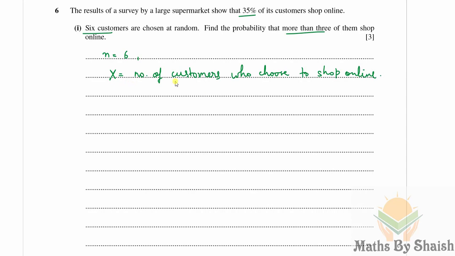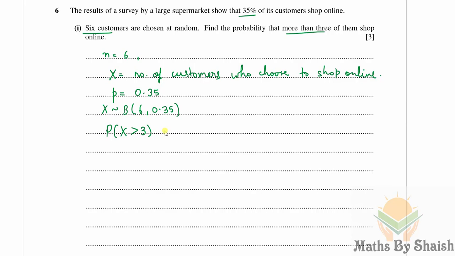So if it is the number of customers who choose to shop online, then the corresponding success probability P would be 35%, because 35% of the customers shop online. So it is going to be 0.35. P is 35 over 100, that is 0.35, and x is binomial with the parameters 6 and 0.35. Now we need to find the probability that more than 3 of them shop online, so it is going to be probability of x more than 3.